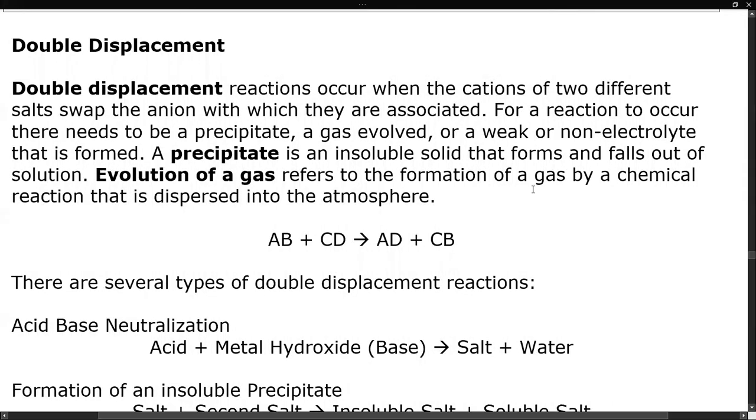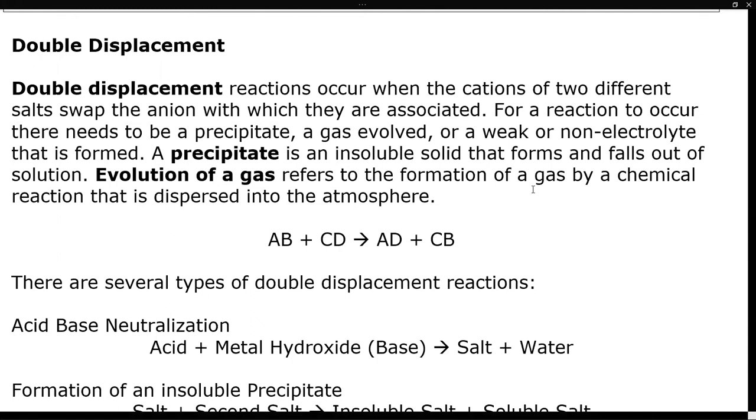All right, let's talk about double displacement reactions. Double displacement reactions occur when cations of two different salts swap the anion and cation with which they're associated. For the reaction to occur, there needs to be some sort of driving force, whether it's a precipitate or a gas evolved or a weak or non-electrolyte. Something like that has to occur.